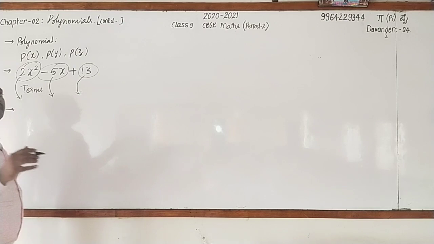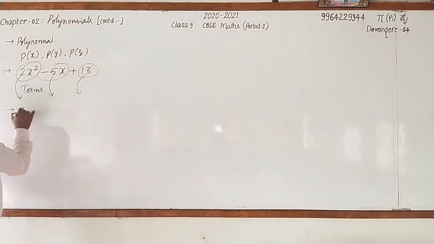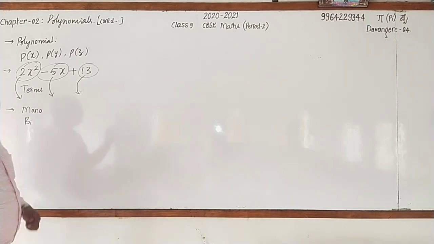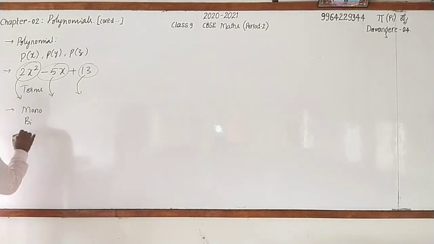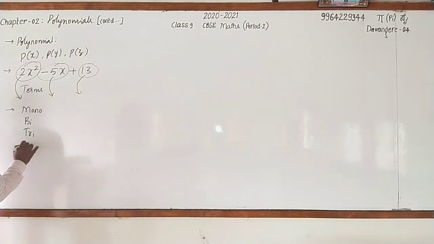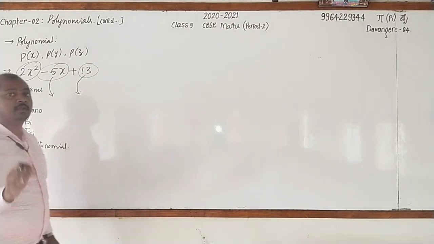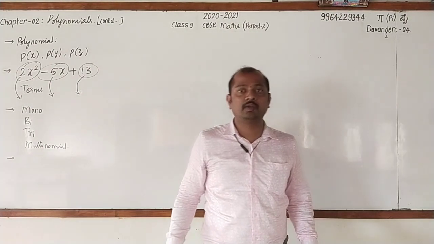Then based on the number of terms in the polynomial, we have classified the polynomial as monomial, right? Mono means one. A polynomial having one term only. Binomial, that is a polynomial having two terms. Trinomial, a polynomial having three terms. Then for more than three terms, we call it multinomial. Is it not?